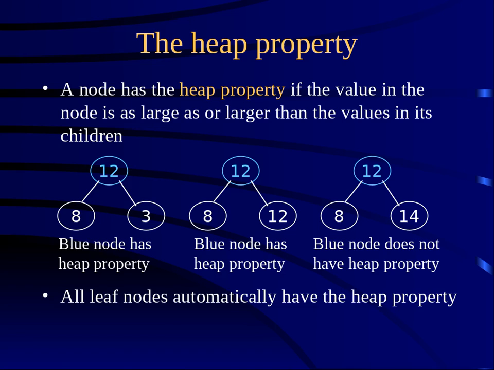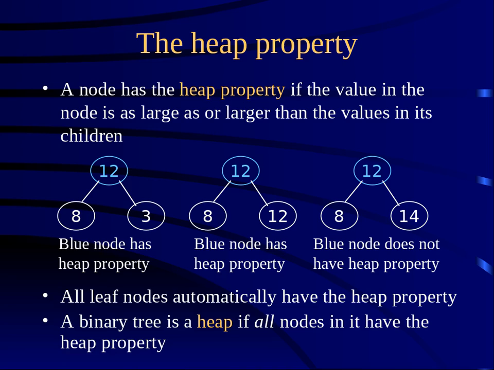Perfect. All leaf nodes automatically have the heap property since they have no children. That's beautiful. A binary tree is a heap if all the nodes in it have the heap property and it's balanced and left justified.